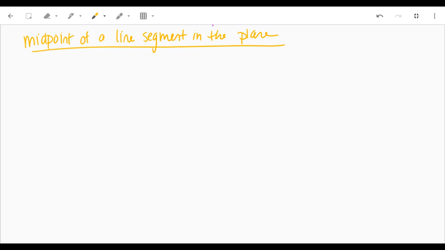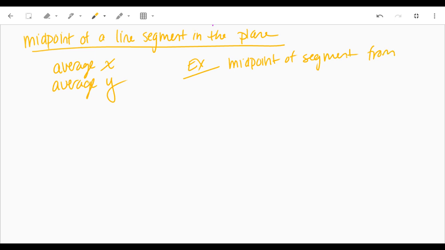Okay, let's get another one here. Midpoint. These are all some nice ones here. Midpoint of a line segment in the plane. Basically all you need to do here is average the x's and average the y's. So for an example, we want to find the midpoint of the segment from C, which is (1, 4), to D, which is (-3, -8).